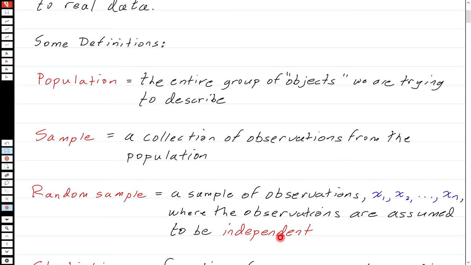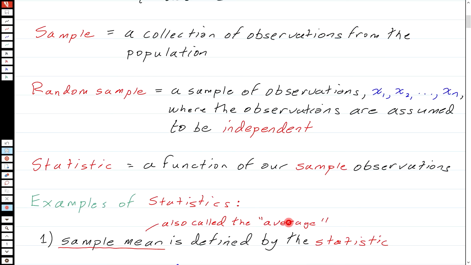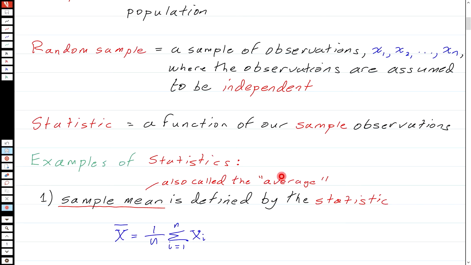Okay, we don't need it, but this vastly simplifies our life when it comes to statistics, because if it's from a random sample, the independence means the variance of a sum becomes the sum of the variances. A statistic itself is going to be a function of our sample observations. So examples of statistics you've already seen, and basically we're only going to consider the two common statistics.